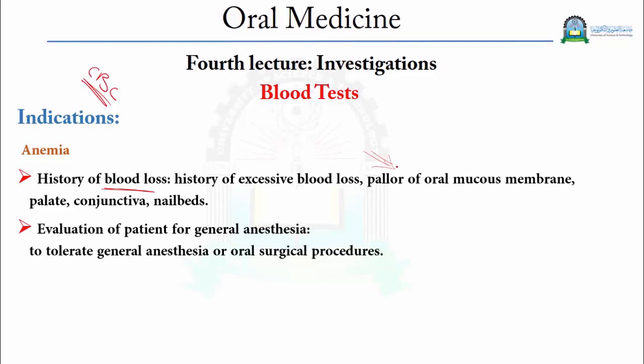History of pallor of the oral mucous membrane: when you examine the oral mucosa, you see that the oral mucous membrane is pale, and also pale conjunctiva and pale nail beds might indicate an anemic patient.